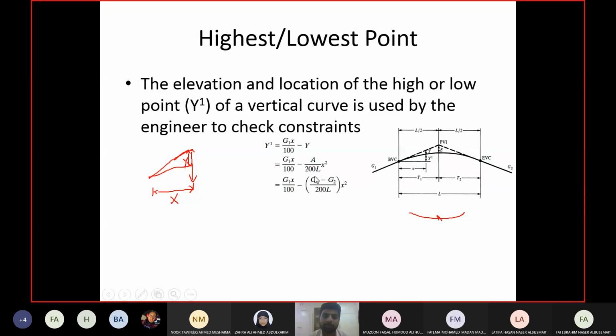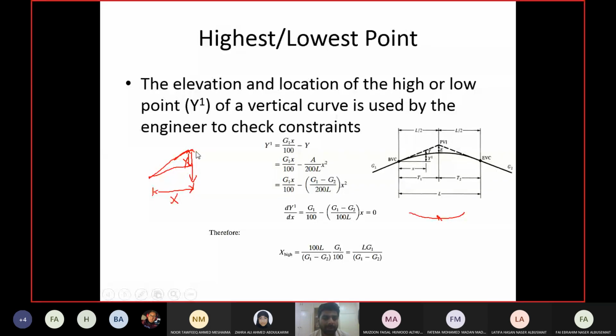So first of all, I will calculate y1. What is y1? Again, y1 is the difference in elevation between BVC and the highest or the lowest point of the curve. How to find that? I have made a sketch here. So this is your point BVC. This is the point on the gradient. And this is the highest point of the curve.